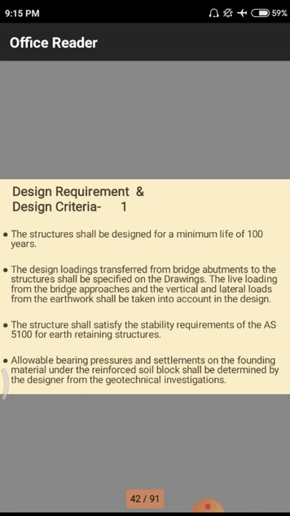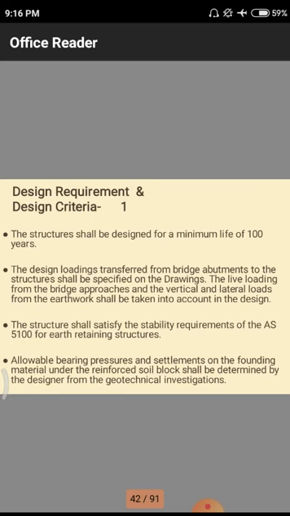What is the live load from the bridge approaches, and vertical and lateral loads from this earthwork shall be taken into account. Vertical and lateral loads. Vertical loads means those loads which will be carried by the movement of vehicles. Next one, lateral loads means the loads which are carried through this live load, that means wind loads and other external parameters like environments.